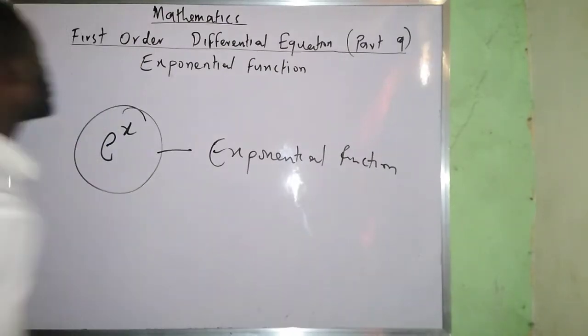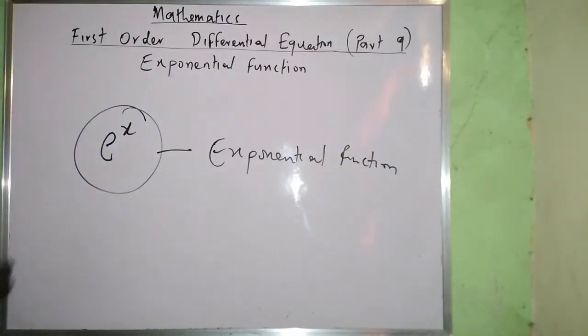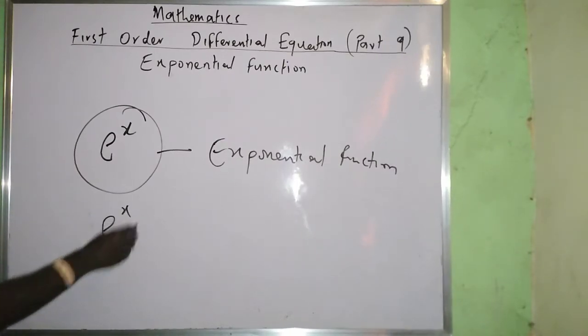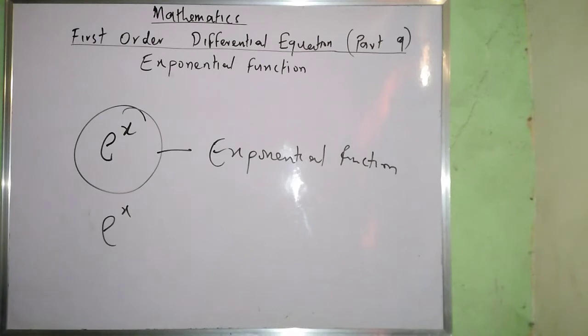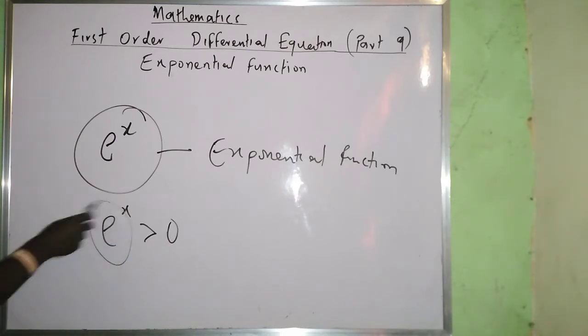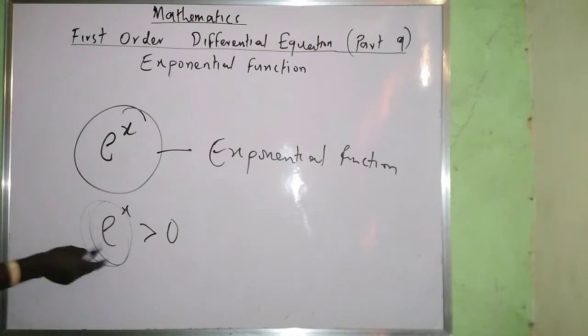Now, it's an exponential function. The condition is that it must be an exponential if my x is greater than 0. If it is greater than 0, it becomes an exponential function. With your calculator, your calculator can provide the exponential function of it. But whenever you are having a problem attached to e of x, they are known as exponential functions. They are known as the solution.